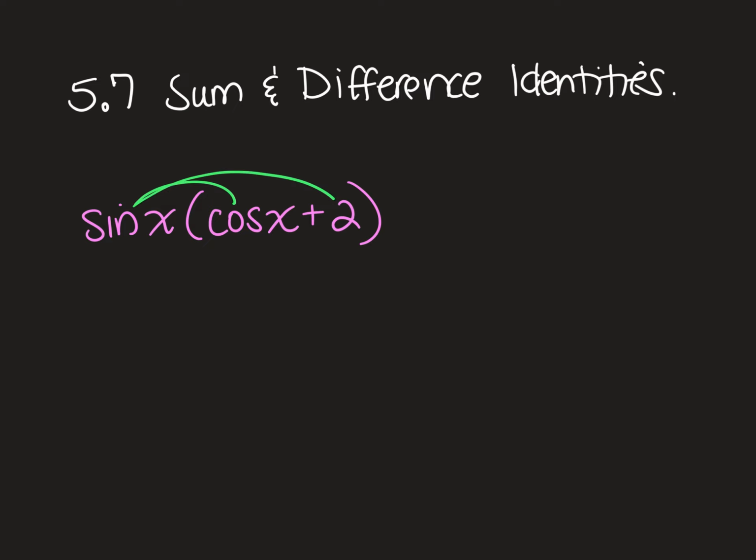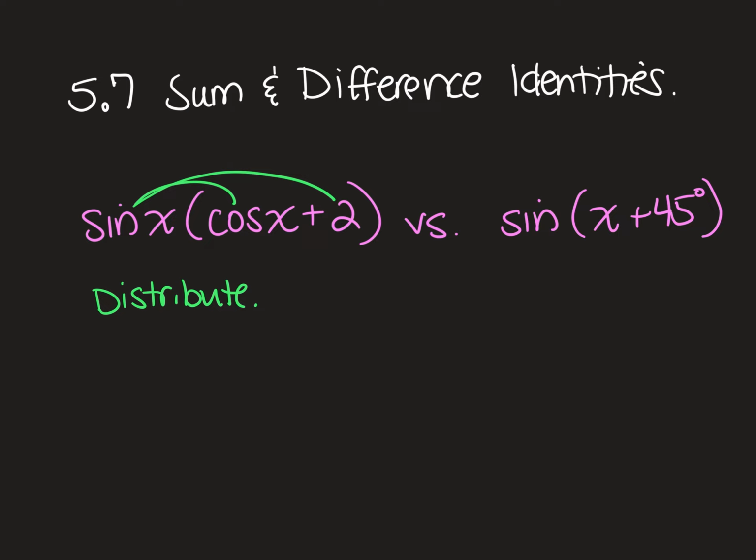So yeah, in this situation, we would distribute the sine of x times both the cosine of x and 2. So not the opposite, but something to think about that looks a little bit like that, but is totally different, is something that looks like this: sine of x plus 45 degrees. So huge difference between these two expressions, because this tells us to distribute.